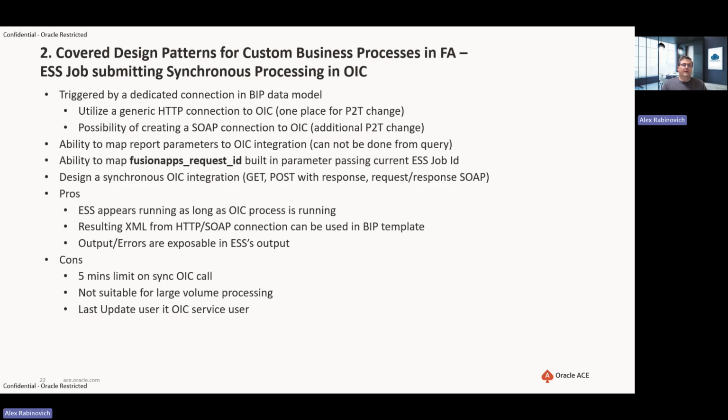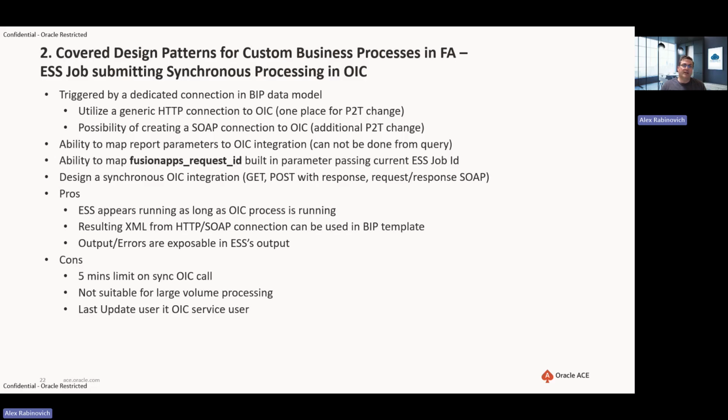Now let's talk about the design pattern for custom business processes that utilizes synchronous processing in OIC. To implement synchronous processing, first we should be aware of the limitations of such processing in OIC. It has a 5 minutes limitation. So to do it from BI Publisher, we can utilize one of two options.